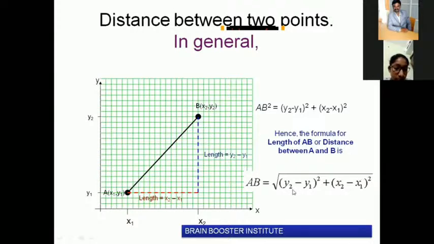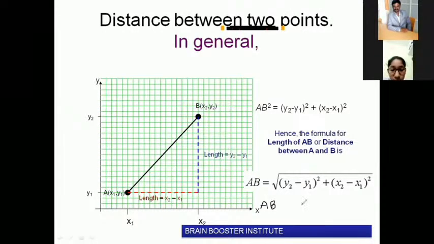So y2 minus y1 whole square plus x2 minus x1 whole square is nothing but x2 minus x1 whole square plus y2 minus y1 whole square. Is it fine or not? Yes, sir, it is fine. We can write like this also.